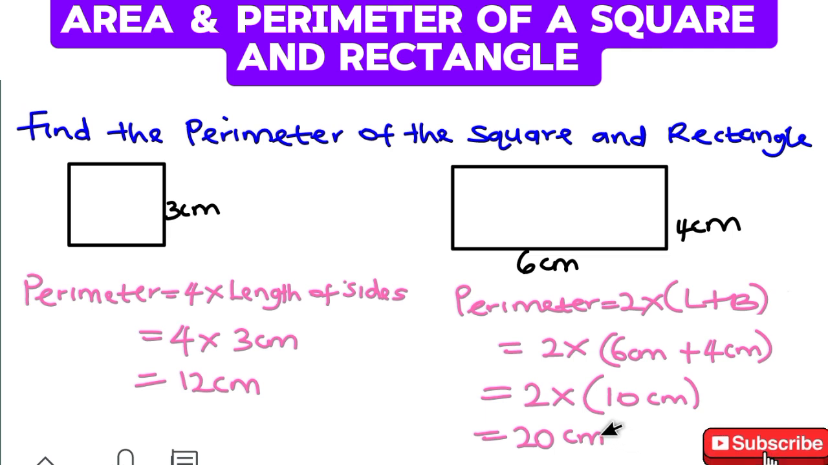So using the formula for the area and the formula for the perimeter, this is how you calculate your area and perimeter of any square and rectangle.